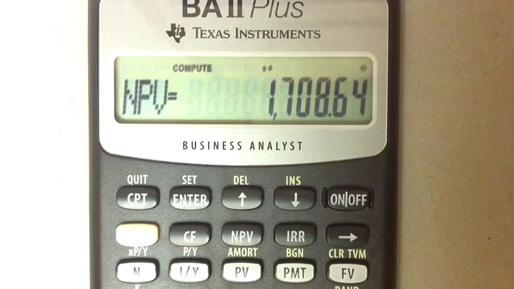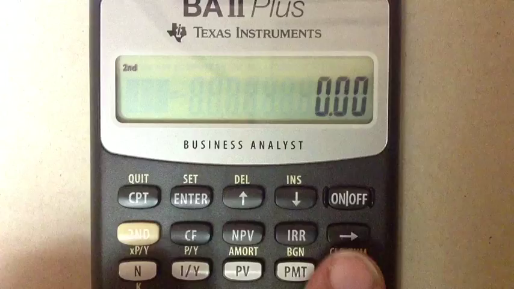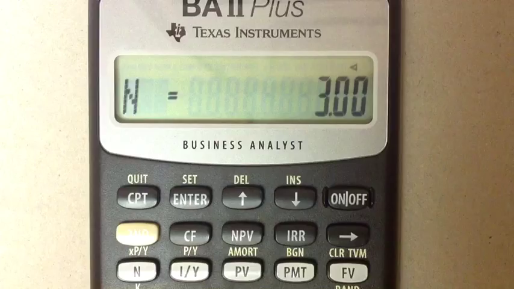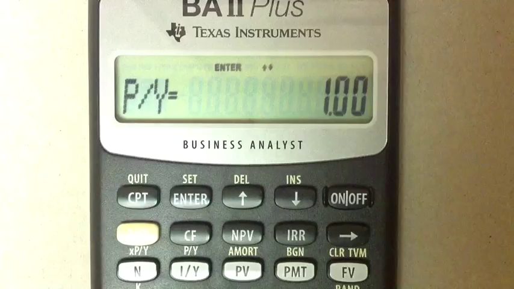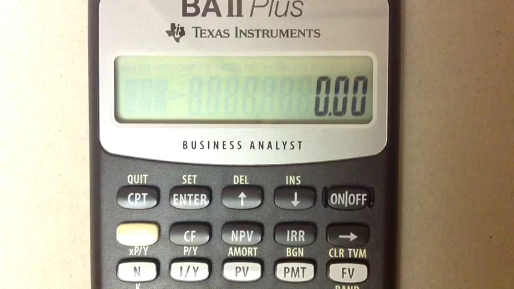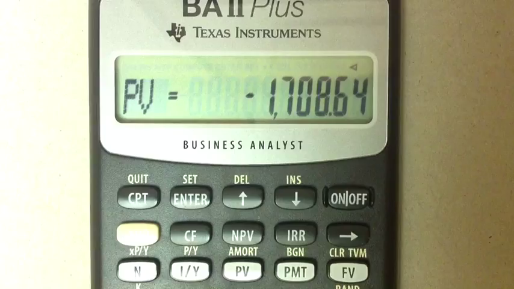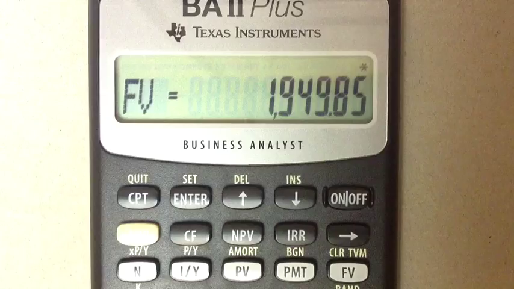From here, I am going to calculate net future value. So I'm going to exit out of the net present value application, and I'm going to clear my time value of money variables. We have three flows, not counting the initial cash flow, so 3 goes to N, 4.5 as the periodic interest rate. I'm going to set 1 payment per year, 1 second P/Y, and hit second quit to get out of there. And we're going to set the net present value as the present value register, except we're going to negate this value. So negative $1,708.64. Zero is going to be in payment, and I'm going to compute future value to be $1,949.85. That is your net future value.